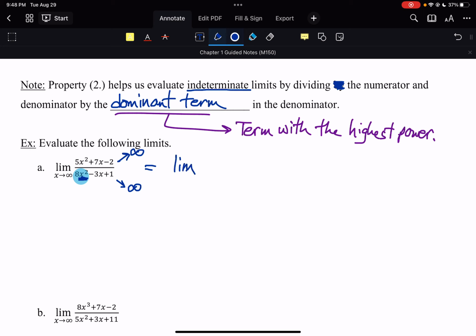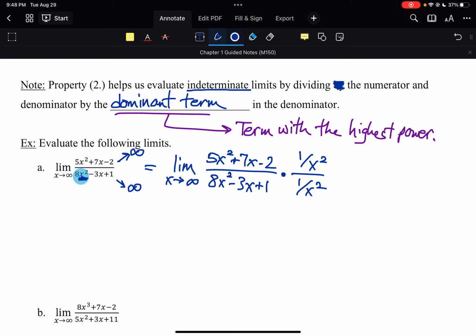So this is the limit as x approaches infinity of 5x squared plus 7x minus 2, over 8x squared minus 3x plus 1. We are going to multiply top and bottom by 1 over that leading power, so 1 over x squared. This is how we divide, essentially. So these terms get multiplied in, right? They get distributed.